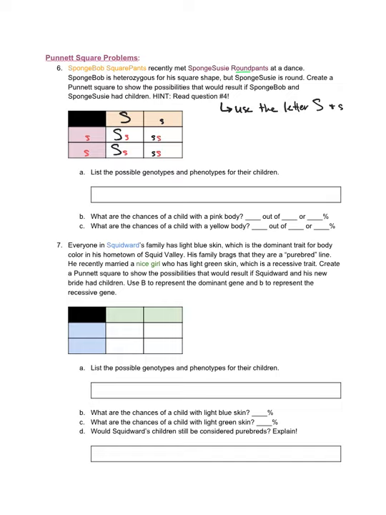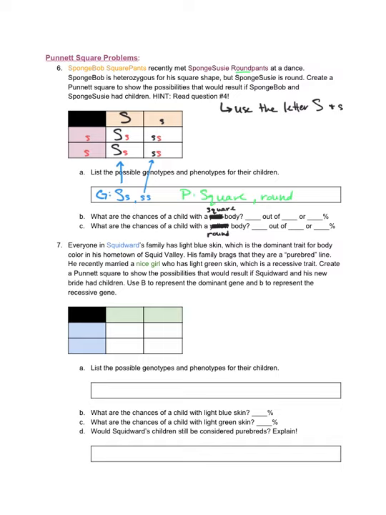Letter A says list the possible genotypes and phenotypes for their children. So the possible genotypes, I'm just going to put a G for genotype, include capital S, small s, because that's what we see here. And then they also include small s, which we got from here. And then the possible phenotypes, remember that's what they look like, so I'm just going to use a P for phenotype. They're either going to be square, because capital S, small s gives us a square phenotype, or round, because small s gives us a round phenotype.